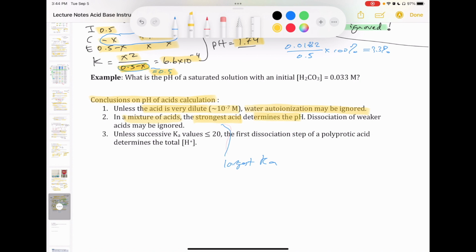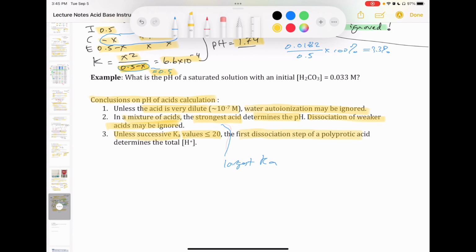So you can add some of the weaker ones, but it's not going to change. The numbers are just so different that these other numbers for the weaker acids are going to be so much smaller compared to the strongest acid you have in your collection. So as it said here, dissociation of weaker acid may be ignored. And if you have a polyprotic acid, unless the successive Ka value is less than or equal to 20, typically you can ignore the later dissociation.